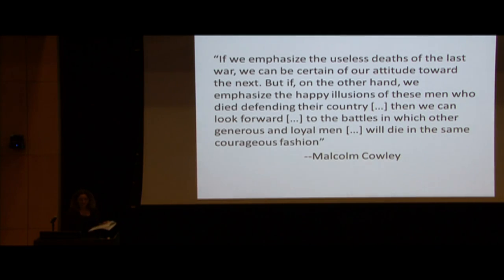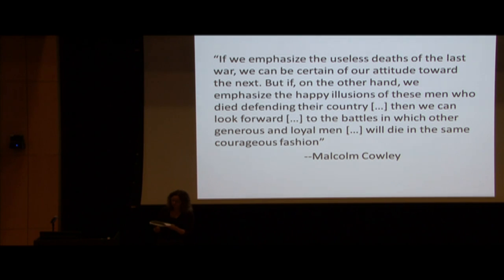Hilary says, if we emphasize the useless deaths of the last war, if we do this kind of really extreme anti-war art, we can be certain of our attitude toward the next. But if, on the other hand, we emphasize the happy illusions of these men who die defending their country, then we can look forward to the battles in which other generous and loyal men will die in the same courageous fashion.